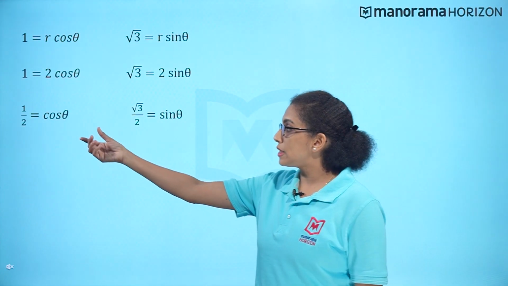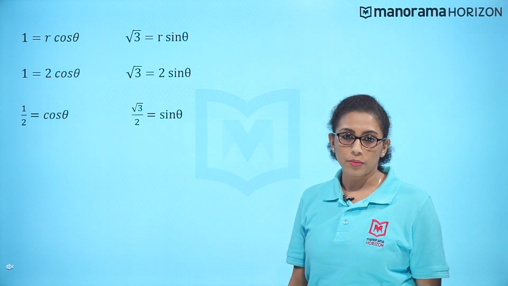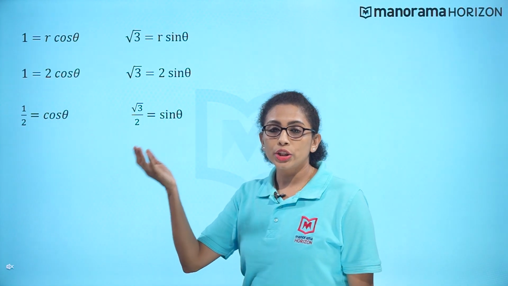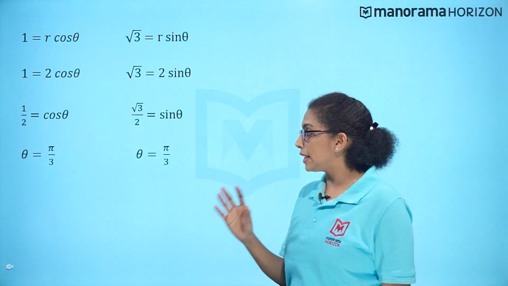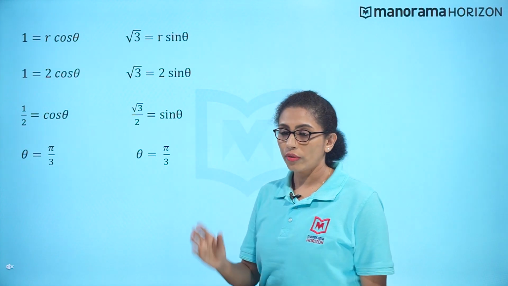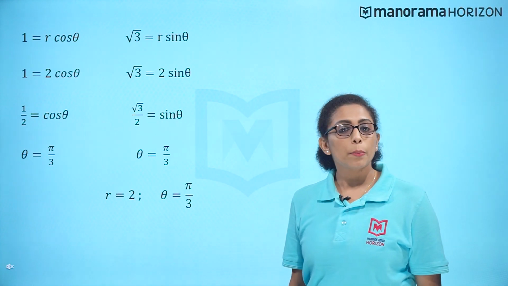Again, 1 by 2 is equal to cos theta. Bringing here, we get root 3 by 2 is equal to sin theta. Now, we know cos of pi by 3 is 1 by 2 and sin of pi by 3 is root 3 by 2. From this, we get theta is equal to pi by 3. Alright. So, the final values are r, we got it as 2, and theta as pi by 3. Is it possible to represent all the real numbers as complex numbers? Think. So, with that, we have developed an understanding of the Argand plane and polar representation. Now, let's do a quick recap of what we have discussed.